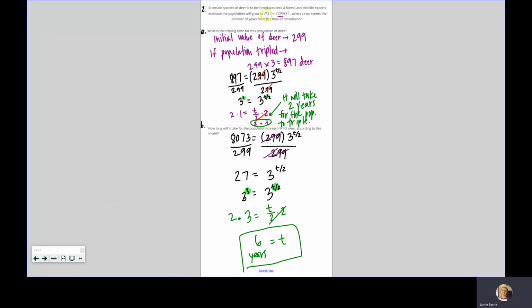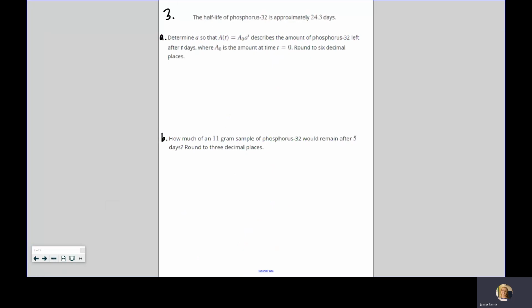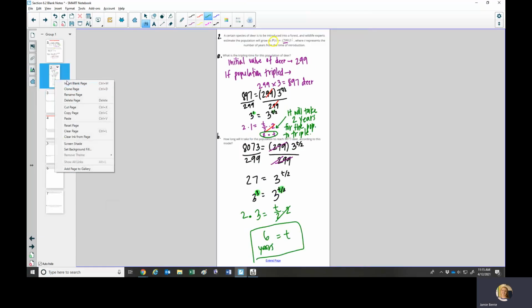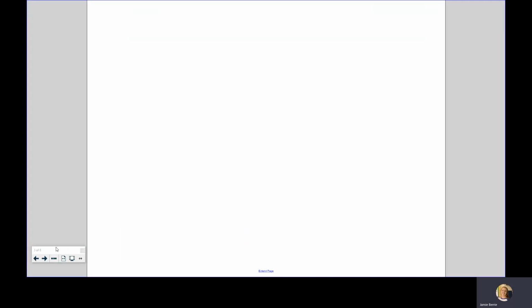All right, so we've looked at a couple of examples of population growth or population decay. Let's look at a different application of exponential models. The next application of exponential models is called radioactive decay. Let me add in a little extra page here so I can tell you a little bit about radioactive decay. Radioactive decay is another application of exponential models. Radioactive substances diminish over time.